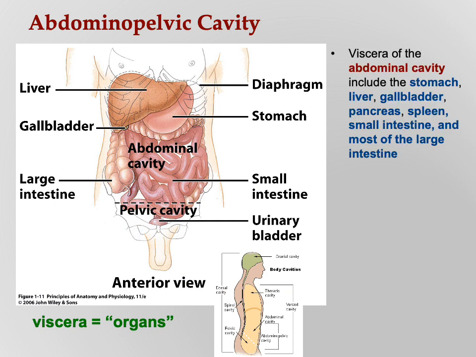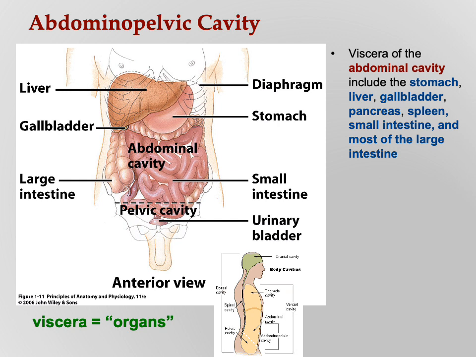Viscera of the abdominal cavity. So viscera, wait, what? What did you say? Viscera. Viscera means organs. If you watch Game of Thrones, somebody takes a sword and slices somebody down the middle, you eviscerate someone. Eviscerate, E means out. So eviscerate means to cut them so that their organs come out. So get used to that.